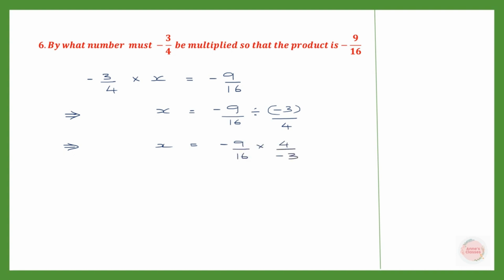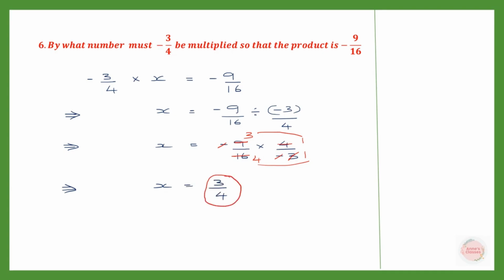Now we can cancel minus and minus. We can also cancel 3 and 9. 3 ones are 3, 3 threes are 9. We can cancel 4 and 16. 4 ones are 4 and 4 fours are 16. Now let's multiply the numerators and the denominators. So when you multiply, what do we get? We find that x is equal to 3 ones are 3 and 4 ones are 4. X is equal to 3 by 4.